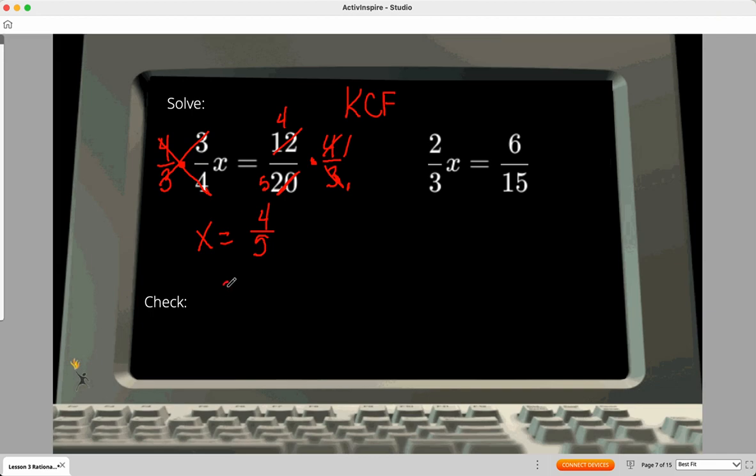And if you check it in, 3/4 times 4/5, you end up getting 12 over 20, which is exactly what we started with. Okay, go ahead and give this next one a try.